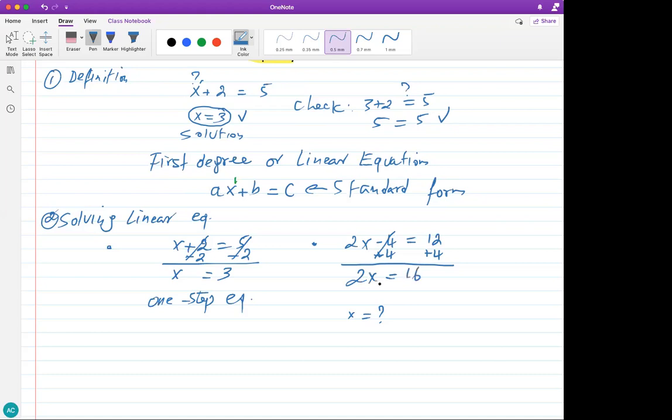That's 16. We're not there yet. Now we need to cancel the 2. How do you cancel that 2? Divide both sides by 2, and it'll give you 8.